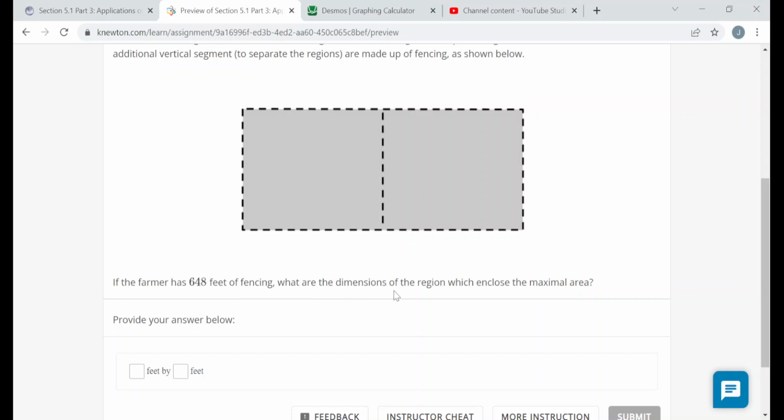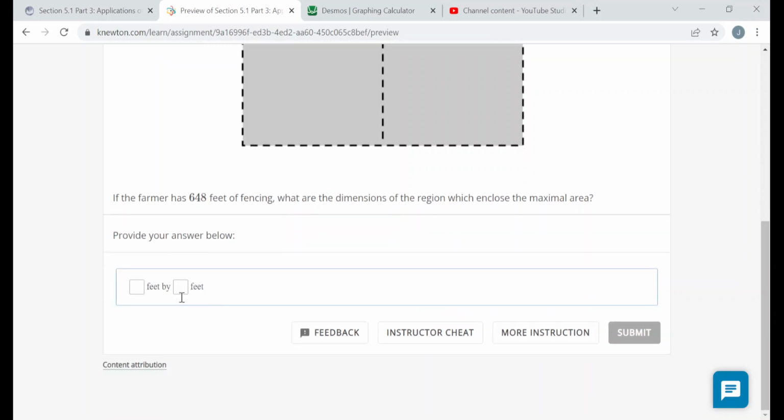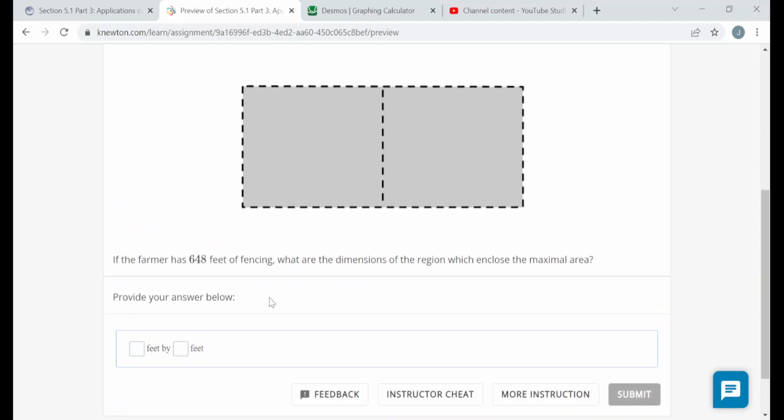What are the dimensions of the region which enclose the maximal area? Maximal means maximum, largest. So I'm going to try to find the largest area that you can enclose with 648 feet of fencing in a region like this. And then they want the dimensions, so they want the length and the width. What's the length and the width? So many feet by so many feet.